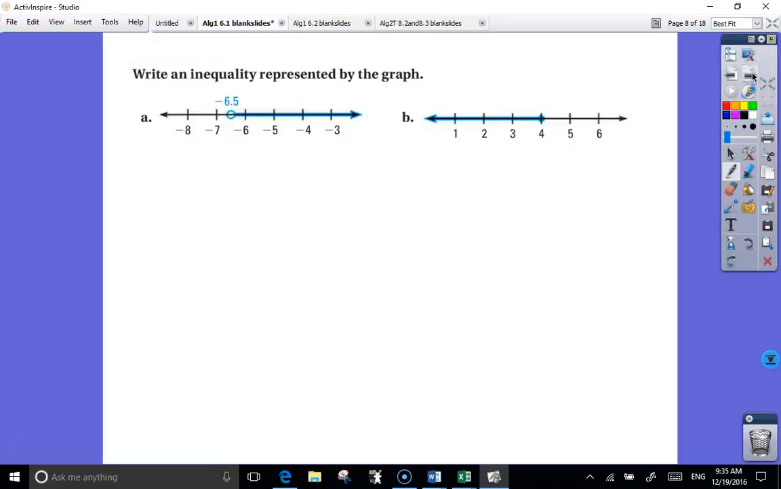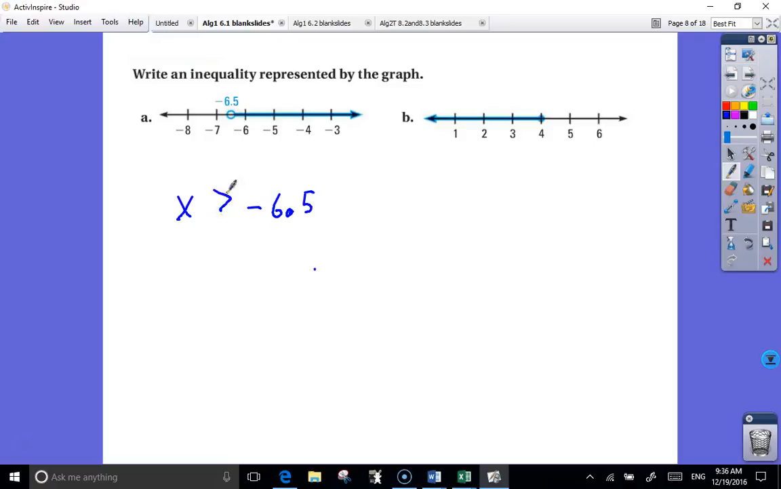Okay, so write an inequality that is represented by these graphs. These are mine. The next one is the you try. Okay, so the one on the left, definitely I'm going to use x as my variable, and it's -6.5. Which inequality symbol would describe that? Okay, it's greater than because it's shaded to the right. Is it or equal to? No, because it's open circle, it's just greater than.